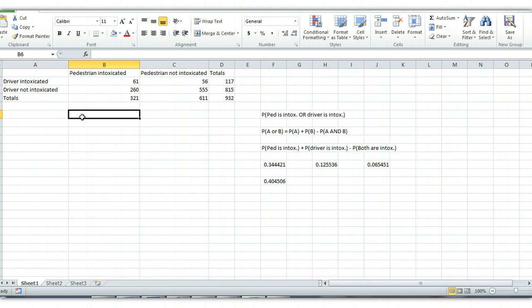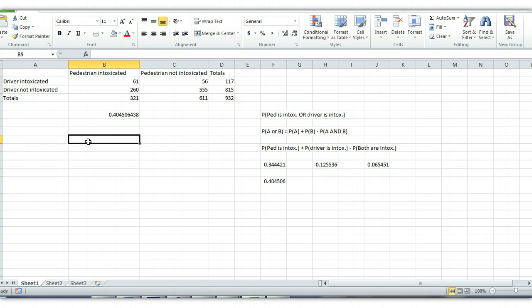You could also just say parentheses, the driver is intoxicated, it starts off with pedestrian is intoxicated. So that's the total down here, 321, plus the driver is intoxicated. That's all 117 of these. This minus they're both intoxicated. That's the 61 here. And then put all of that over 932. Alright, then that's giving us the same thing. It's just kind of doing it in one operation instead of 4 different ones all at once.